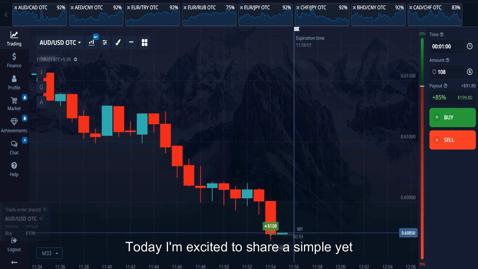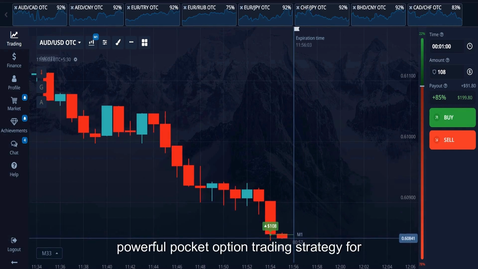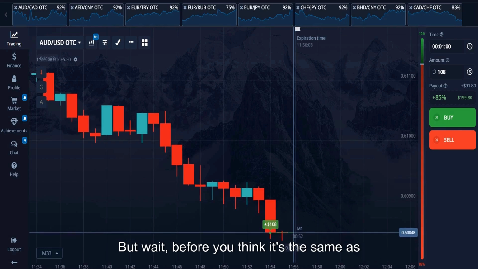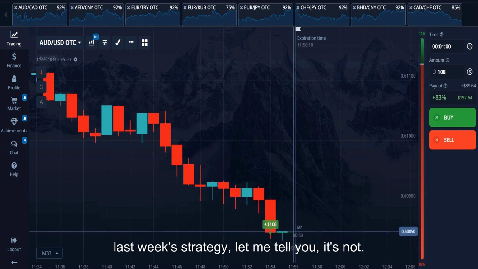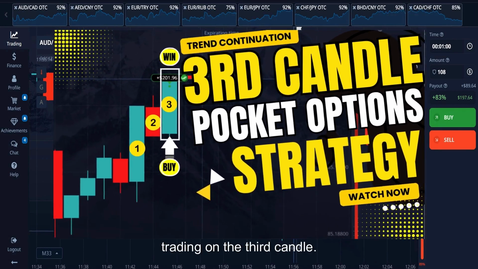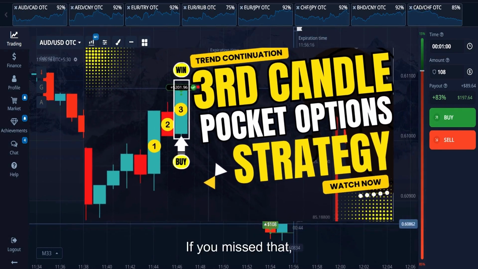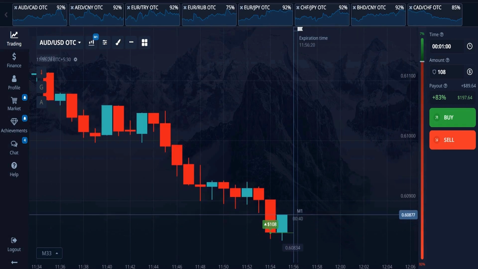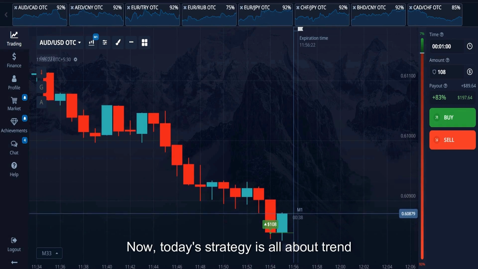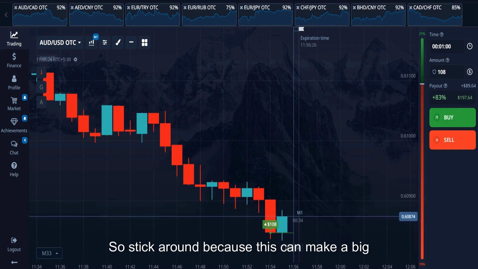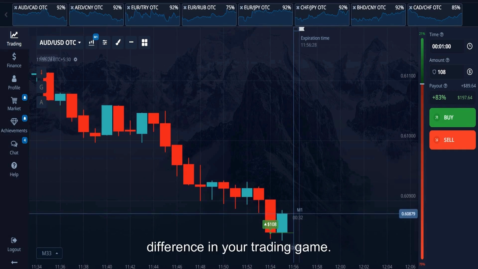Today, I'm excited to share a simple yet powerful Pocket Option trading strategy for the third candle. But wait, before you think it's the same as last week's strategy, let me tell you, it's not. Last week, we focused on trend continuation trading on the third candle. If you missed that, go check it out. It's an easy and effective method. Now, today's strategy is all about trend reversal trading on the third candle. So stick around, because this can make a big difference in your trading game.